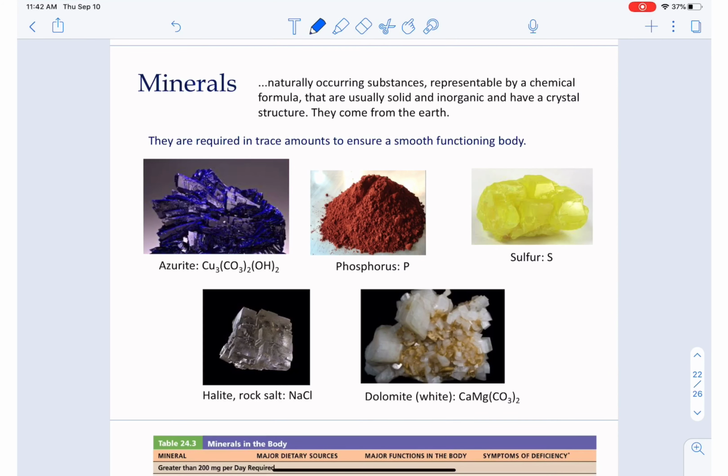All right, and now we move on to minerals, which are the other type of micronutrient. And minerals are naturally occurring substances. They have a chemical formula. They're usually solid and inorganic. That means they're non-carbon based, and they typically have a crystal structure. And so minerals come from the earth. These are things that are derived from the earth that somehow we need to get into our body for our body to be able to function.